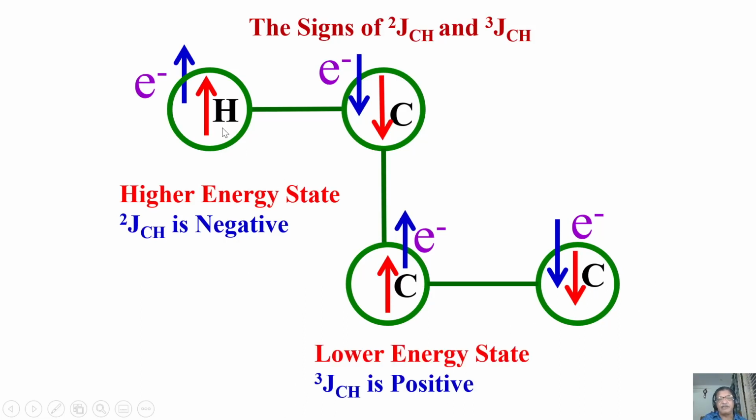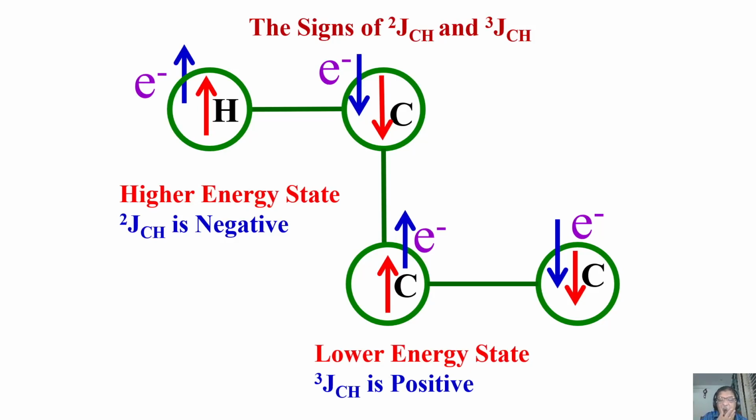Low energy state 3 bond JCH is this proton and this carbon orients anti-parallel to each other. It is stable energy state, lower energy and stable configuration. Therefore, 3JCH is always positive. Okay, I hope you understood about the sign of the coupling. How to get the sign of the coupling.